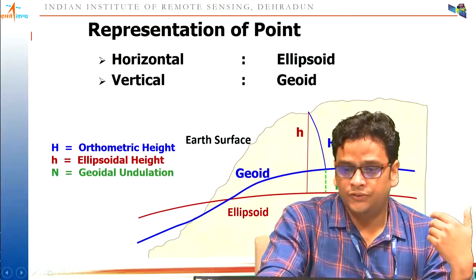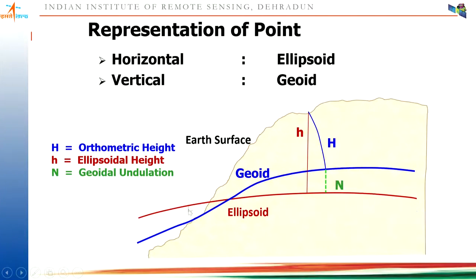Now, one is the geoid and one is the ellipsoid. The ellipsoid I have defined as a mathematical surface. The other one is the geoid, which is based on gravity. Now they both are tumbling about each other.